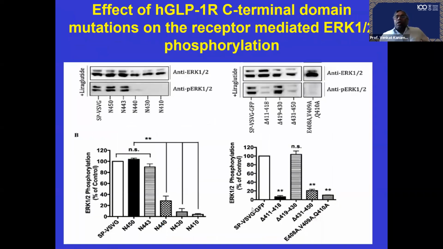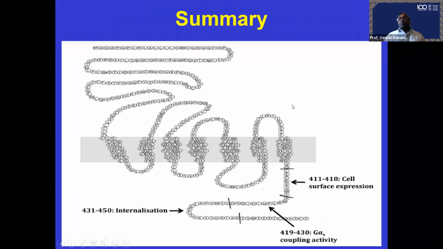We also looked into the importance of ERK phosphorylation by using the same mutants. Again, this confirms that the mutants that are defective in internalization are also defective in ERK phosphorylation. So if I summarize this part of the talk, we systematically analyzed the importance of various parts of the C-terminus for different aspects of the receptor. Amino acids 411 to 418 are required for cell surface expression, whereas 419 to 430 are required for Gs coupling, and 431 to 450 are required for internalization.